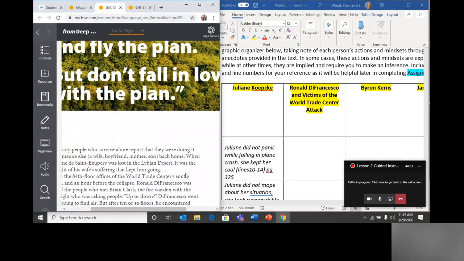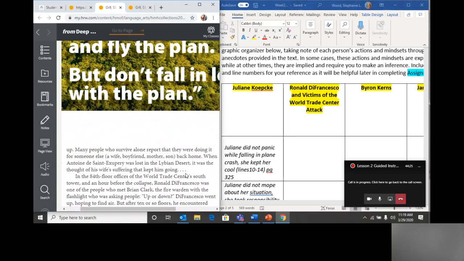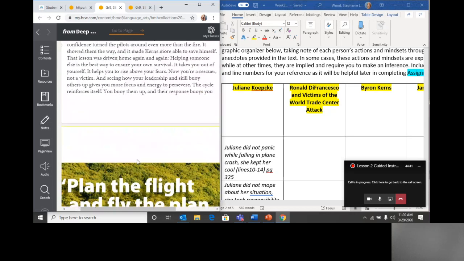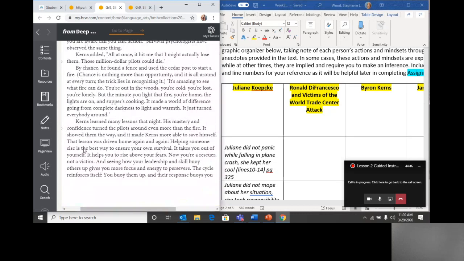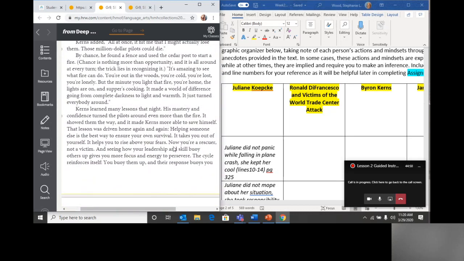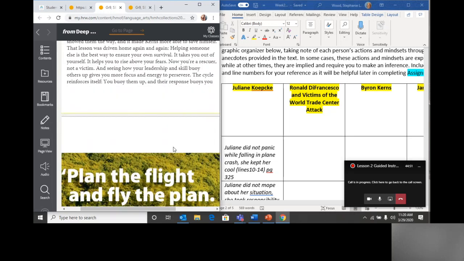Many people who survive alone report they were doing it for someone else, a wife, boyfriend, or mother back home. When Antoine de Saint-Exupéry was lost in the Libyan desert, it was the thought of his wife's suffering that kept him going. So there's another piece of advice to stay alive. Helping someone else is the best way to ensure your own survival. So make sure you add that to your graphic organizer.